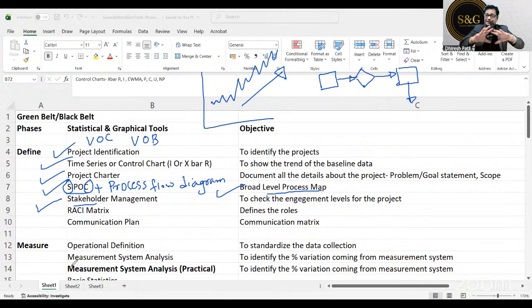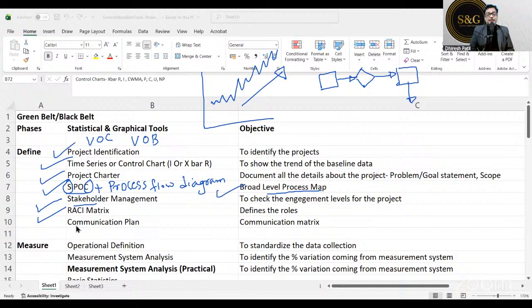All right, so all these things have to be done through the project team members, and those are the stakeholders basically. Okay, yeah, so master black belt is also one of the stakeholders. Yes. Now then comes the RACI matrix.